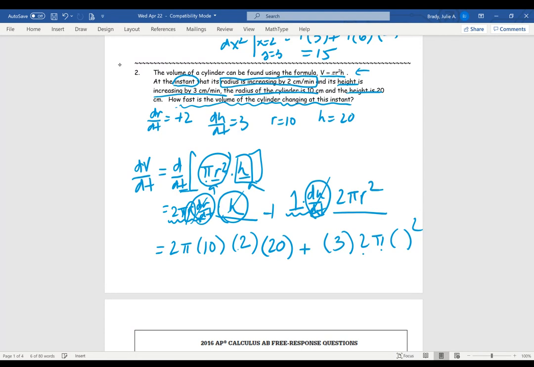I've got my 2, I've got my pi, the r is 10, I have to square it. So I think that's 4 times 200, that's 800 pi, plus 3. Oh, there's no 2 there, just pi r squared. So 3 times 100 is 300 pi. So it's 1100 pi, and the units: it's volume, so it would be cubic, so it would be centimeters cubed per minute.